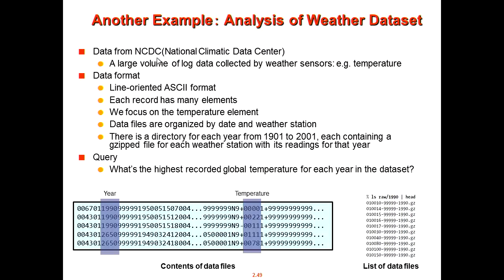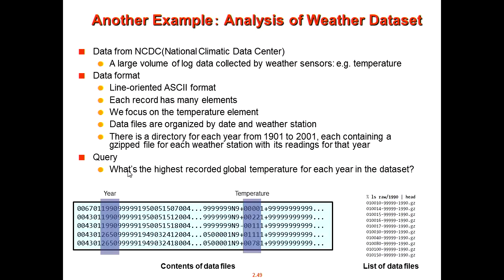So this is a weather dataset from NCDC, the National Climatic Data Center. It's a large volume of log data collected by weather sensors, so it's sensor output. And the data format is like this. It's a line-oriented ASCII format. Each record has many elements, and we only focus on the temperature element.